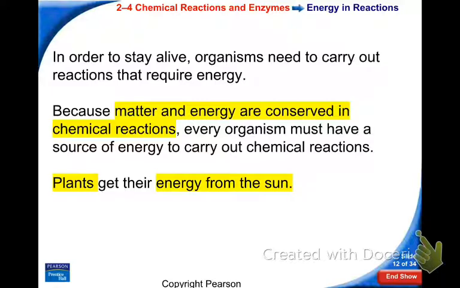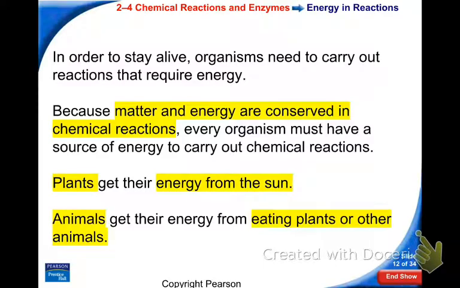So where do we get our energy from? Okay, can we get it from the sun? No. We have to get our energy from eating plants or other animals directly. So in a roundabout way, we are all dependent upon the sun, but we just can't sit out in the sun and make energy that way. We need to eat the animals and eat the plants.